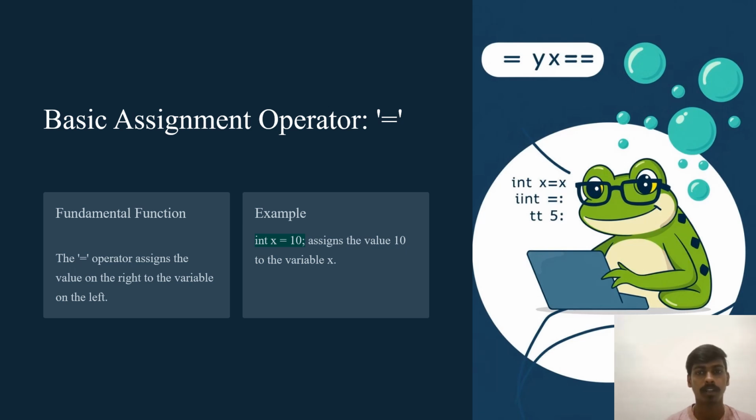Basic assignment operators: the equal to operator. Its fundamental function is that the equal to operator assigns the value on the right to the variable on the left. For example, int x = 10 assigns the value 10 to the variable x. That is, when we give a value for an integer variable, x is a variable, then the value for x is 10.